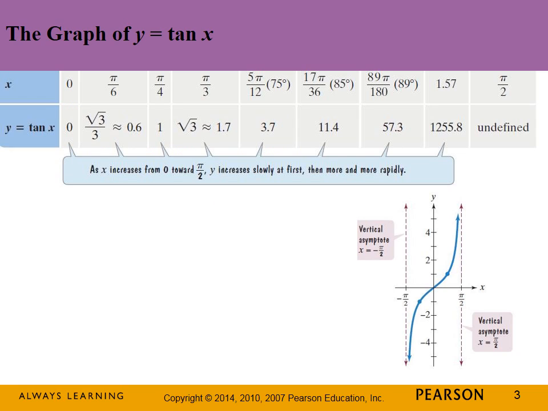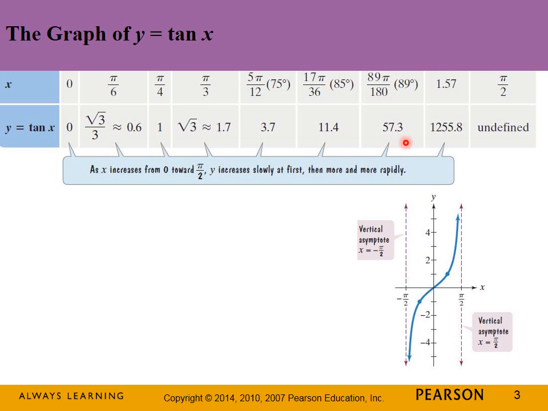So here you see a table of values for y equals the tangent of x. X is going from 0 to pi over 2. Let me point out that these first few values, 0, pi over 6, pi over 4, pi over 3, it's a good idea to try to memorize the tangent values at those angles. Those are the angles in quadrant 1. These other values you see here, 5 pi over 12, 17 pi over 36, etc., don't worry about those. Those were evaluated with a calculator just to fill in some more points on the graph.